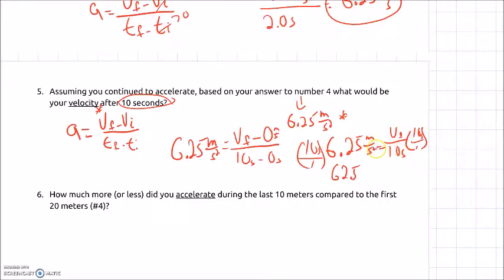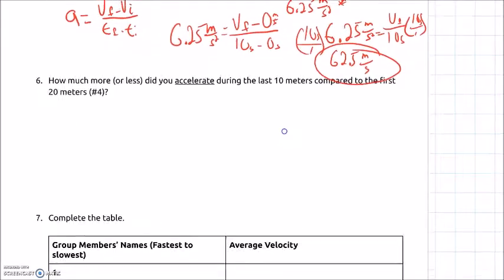Seconds cancel out here, or one of our seconds cancels out here, so we're left with meters per second. So that's how quickly we would be running if we ran at an acceleration of 6.25 meters per second squared for 10 seconds.